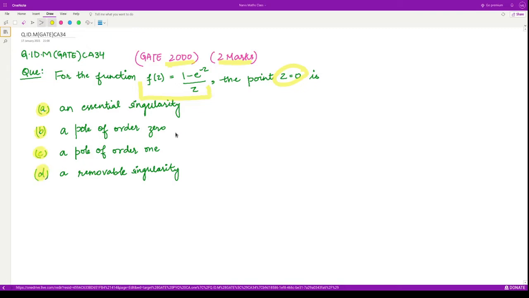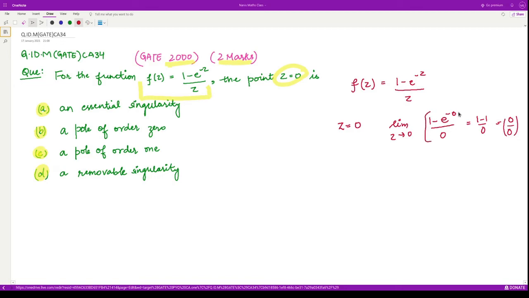So basically a pole of order 0 means no pole at all, right? So let us have a look at its solution. Here the function f of z is given to be 1 minus e to the power minus z divided by z. Now obviously if you substitute z is equal to 0 into this function, that means if you take the limit as z goes to 0, it would be 1 minus e to the power minus 0 divided by 0. So it would be 1 minus 1 by 0, so ultimately it would be of 0 by 0 form. So this form is not defined.